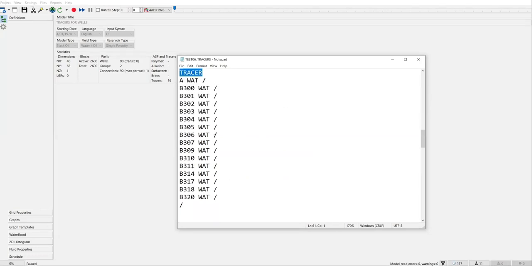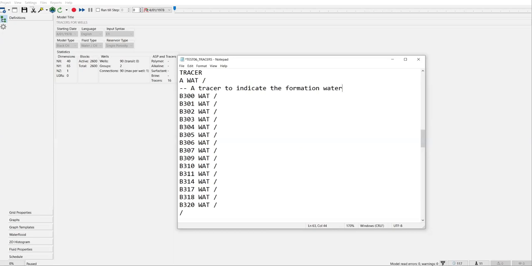The first one, I'm going to put a tracer, all right? The name is a tracer, and the tracer will be water. As a phase, it will be water, all right? And I will use the A tracer to indicate the formation water.